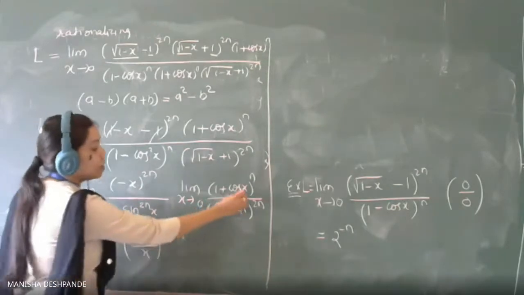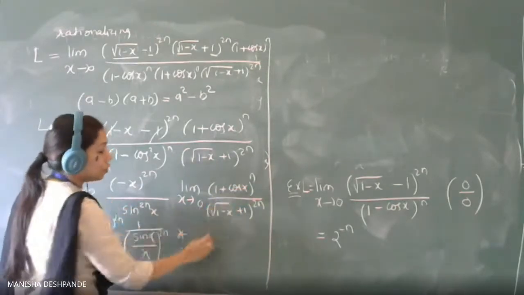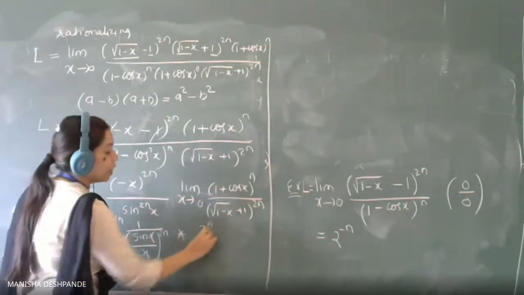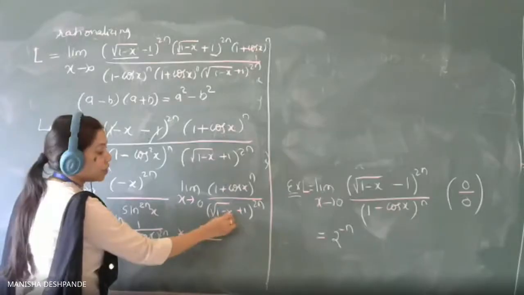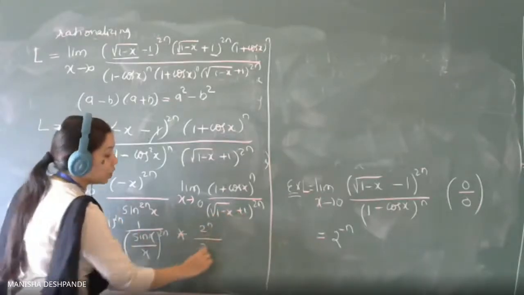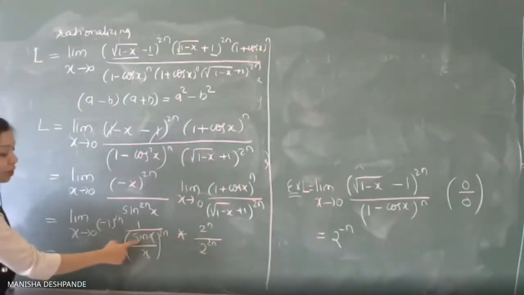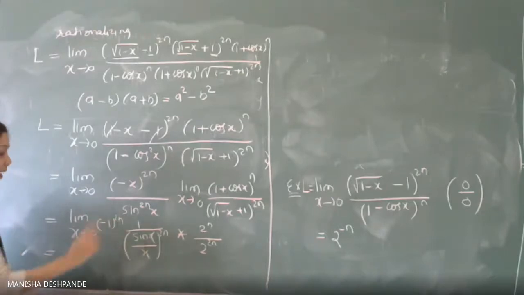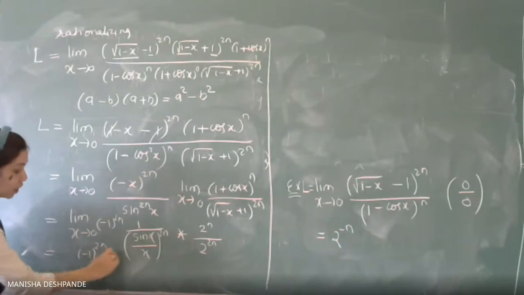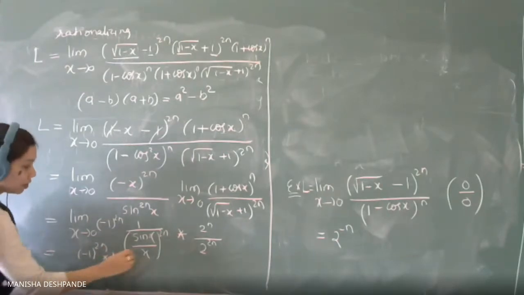What is this answer? Put x is equal to 0, cos 0 is 1, 1 plus 1, 2 raised to n. And 1 minus 0 is 1, 1 plus 1 is 2, 2 raised to 2n. Okay, so then what is the answer of sin x by x? Just now we proved in the first example, sin x by x is 1. So your answer is minus 1 raised to 2n into 1 into this term.